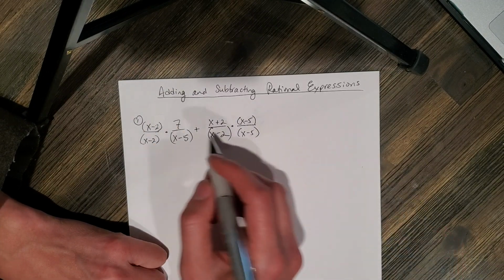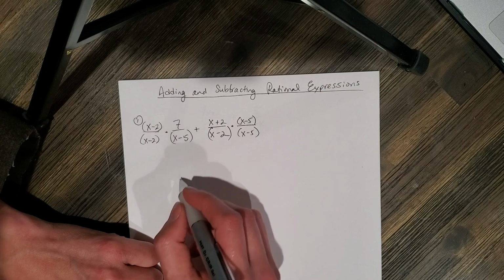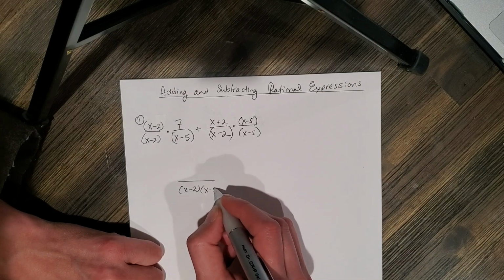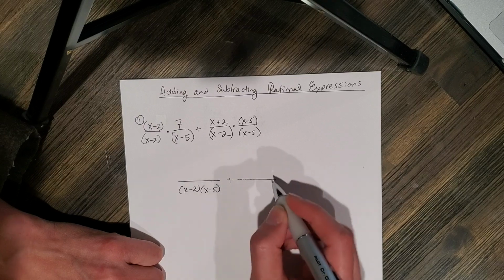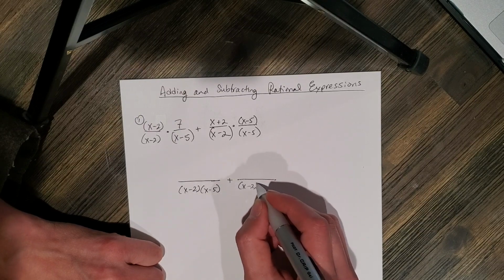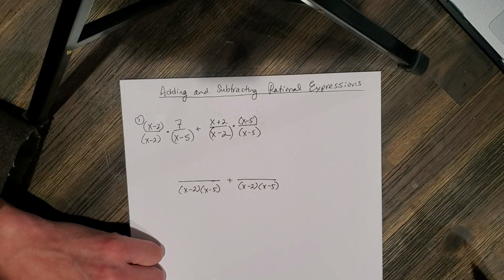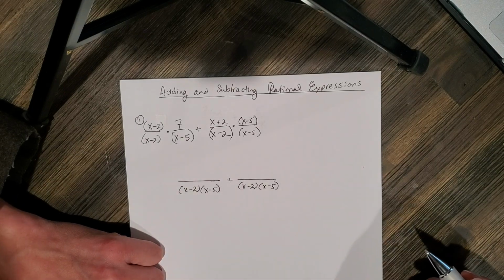So notice here, if I do that, I'll end up with x minus 2 times x minus 5 plus, and then x minus 2 times x minus 5. So you see that? Same denominators. It's just two factors being multiplied here.